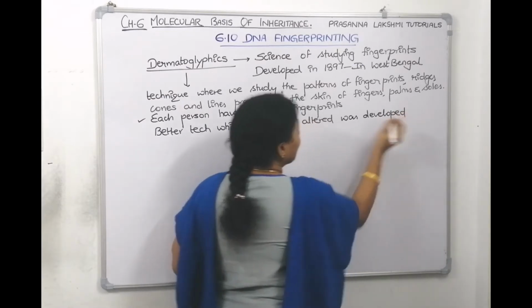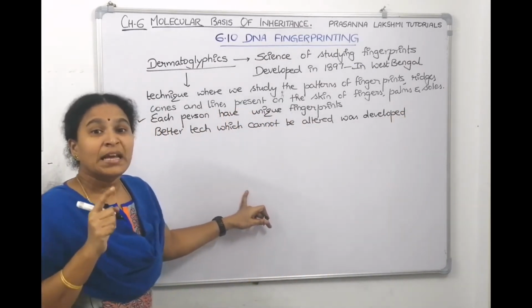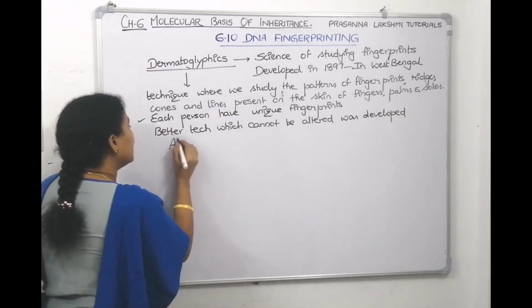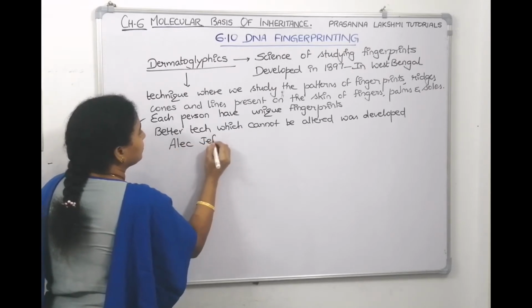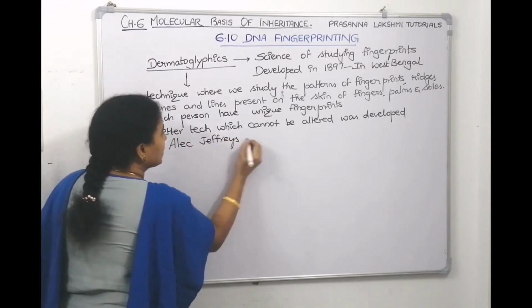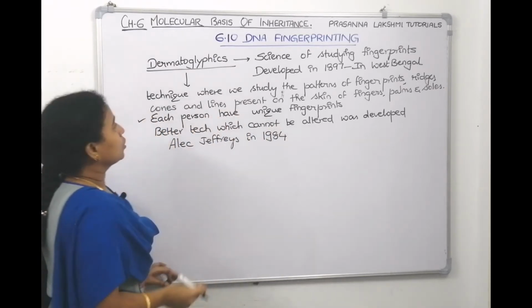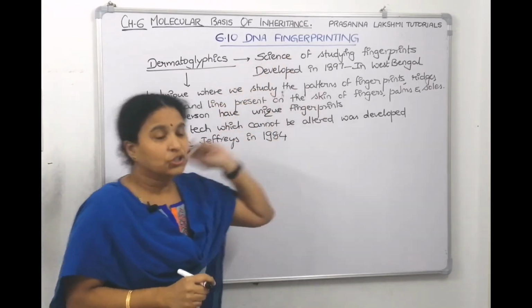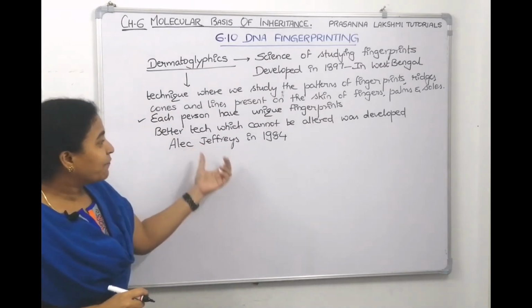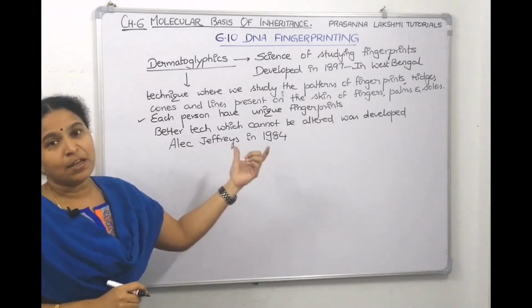Do you know who developed DNA fingerprinting technology? It was developed by Alec Jeffreys, in the year 1984. So, DNA fingerprinting technology was developed by Alec Jeffreys in the year 1984.